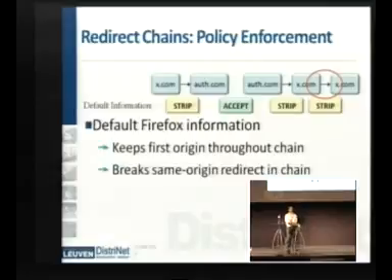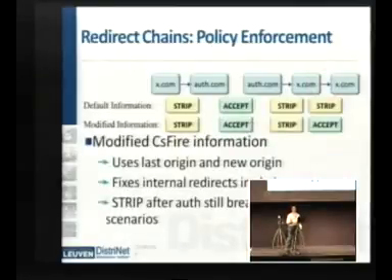So we have to solve this in order to be operable in a single sign-on context. So we actually modified it, and within redirect chains we also take into account the different steps of the redirect. So in the case of CsFire, we will also accept the last one going from x.com to x.com.